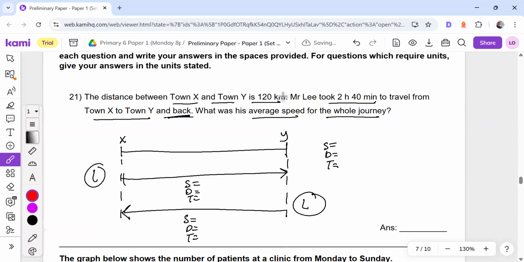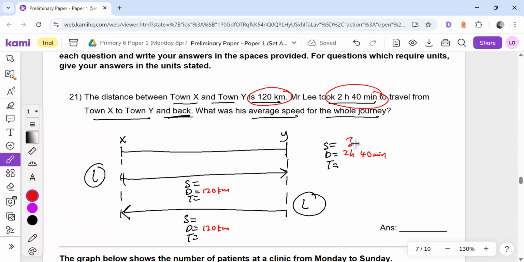All right, what do you do now? Just plug the numbers inside. The distance between the 2 towns is 120. Coming back is also 120. Am I correct? And Mr. Lee took 2 hours 40 minutes to go to town Y and come back. This is where you put 2 hours 40 minutes, which is the total time taken. So make sure you know where to put. You put it in the wrong place, you get the wrong answer.